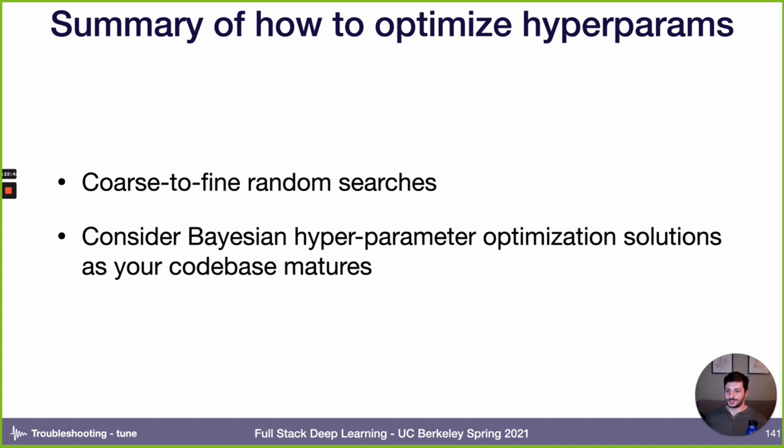Okay, to summarize, we talked about a lot of different ways of optimizing hyperparameters. The recommendation here is if you're just working on a project by yourself or starting a new project from scratch, I would recommend using coarse-to-fine random searches. Great bang for buck. You can get really good performance. You can inject as much grad student descent into this process as you'd like to. And then as your project and your code base get more mature, I would consider using some of these Bayesian hyperparameter optimization solutions as you narrow in on what exactly your models are going to look like and you want to spend more compute to optimize them.